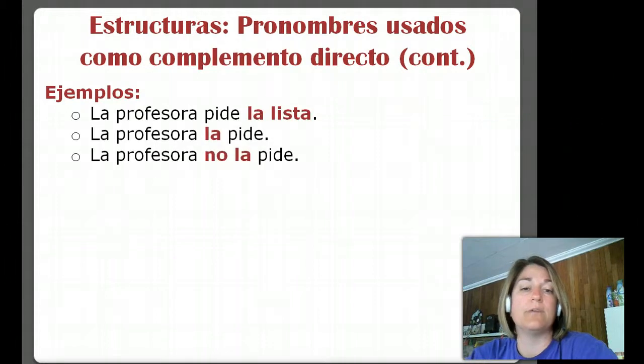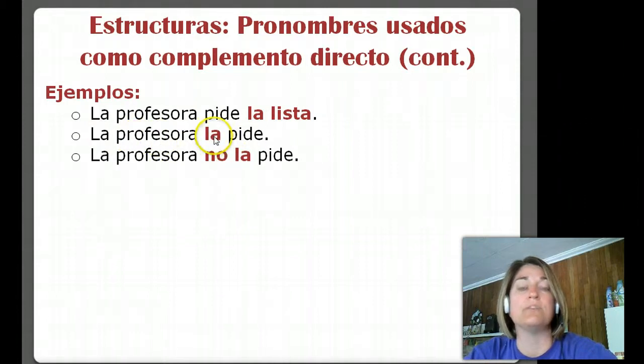So, la profesora pide la lista. All right, starter sentence. It means the teacher asks for the list. So to make this into a shorter sentence, let's just say for context purposes we already know we're referring to a list or the list. We can shorten la lista. It's a shortcut. It's a way to sort of abbreviate your sentences. We can shorten la lista to just the direct object pronoun, which for a feminine singular word is la. So the second sentence you see here, la profesora la pide, means the teacher asks for it.